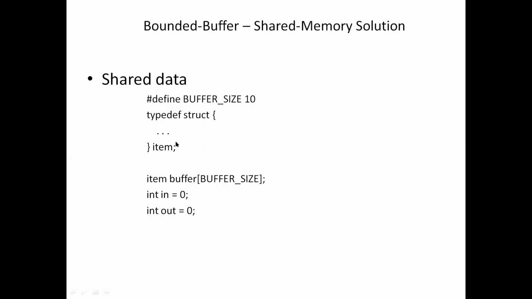we have a defined structure for the item here. The item buffer of buffer size. We are declaring an array of item, and the size of the array should be buffer size. Buffer size is a constant, that is 10. And here we are declaring in shared memory the in and out variables. In is 0 and out is 0.